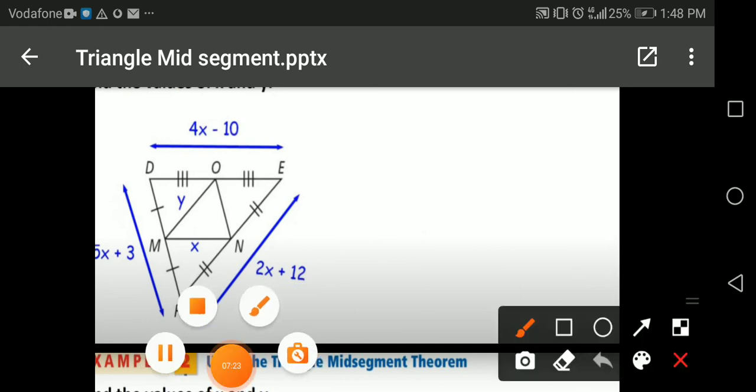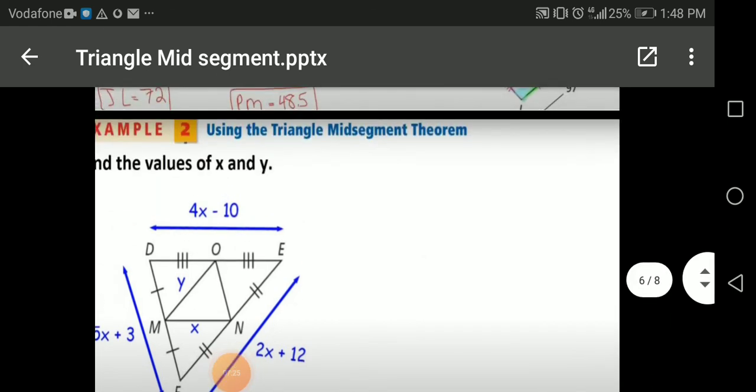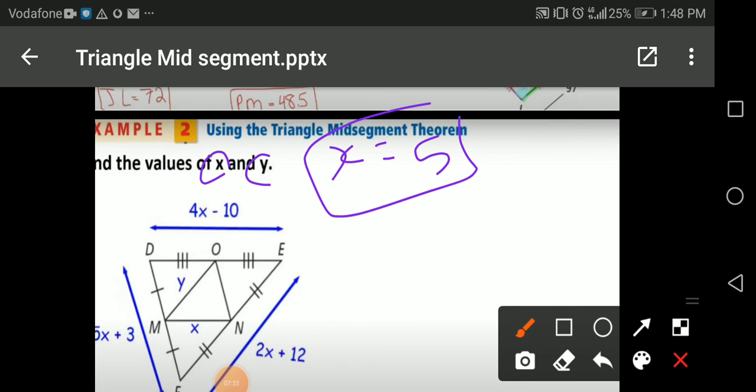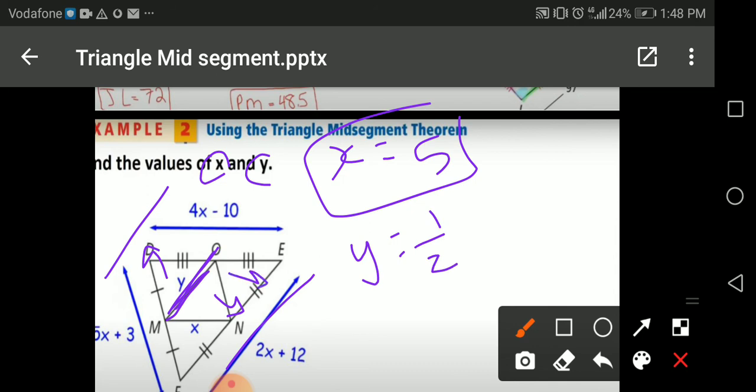After that, the question is to solve for y also, x and y. X we got with positive 5. Let's solve for y. Where is y? Search for it. This is y. Do we have any parallel here? No, but on the right side we have a parallel. So I say that the y midsegment is half of that line that's parallel, half of x plus 12. It's easy to solve.